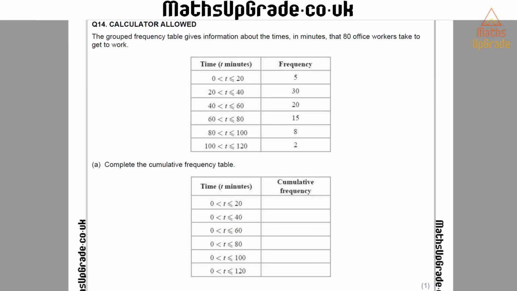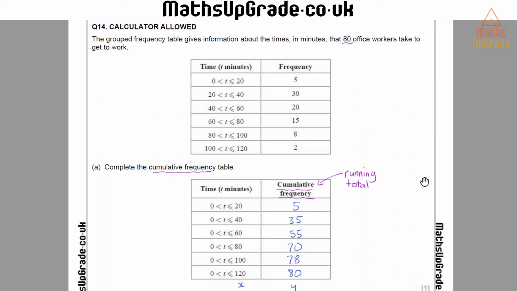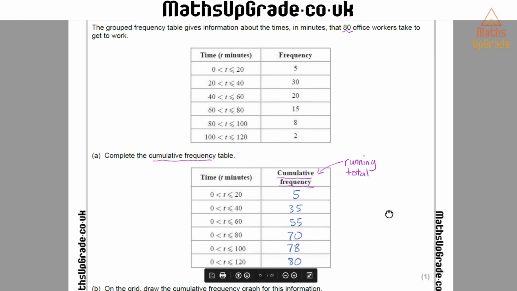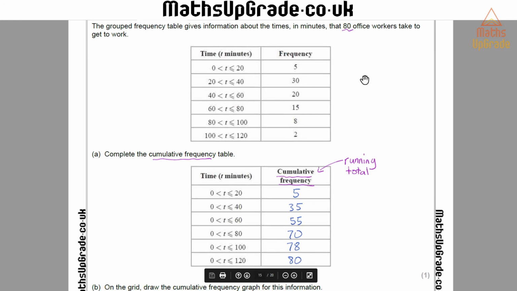In question 14, I'm given a group frequency table which gives information about the times in minutes that 80 office workers took to get to work. And I need to complete the cumulative frequency table. So all I need to do is work out the running total as I'm going down this table. So that would be 5 for the first row, 5 plus 30 for the second row, which is 35, 35 plus 20 for the third box, and so on and so forth. So I'll get these numbers here. The total is 80, and I know that's correct since there's 80 office workers altogether.